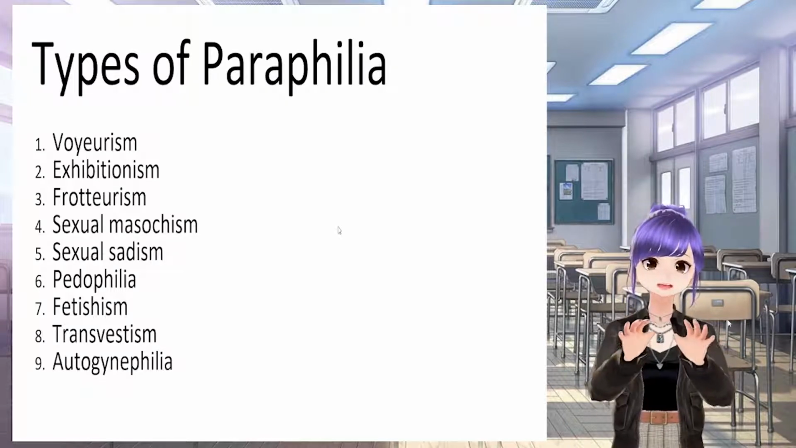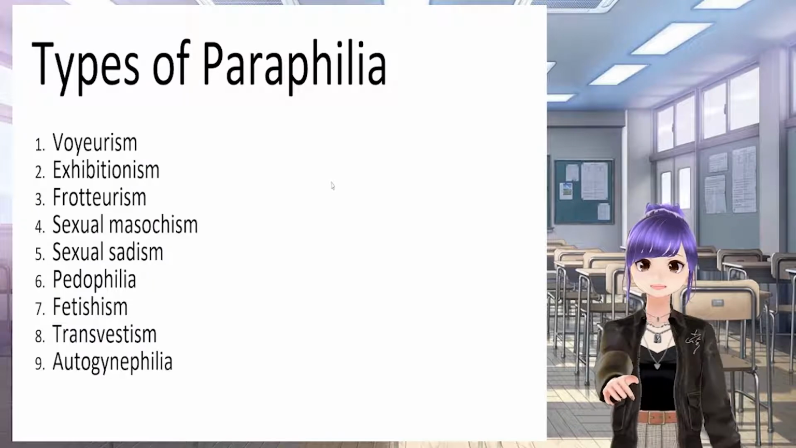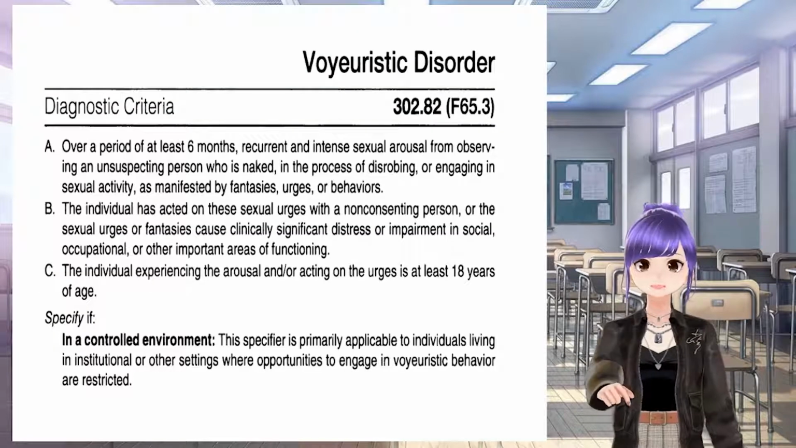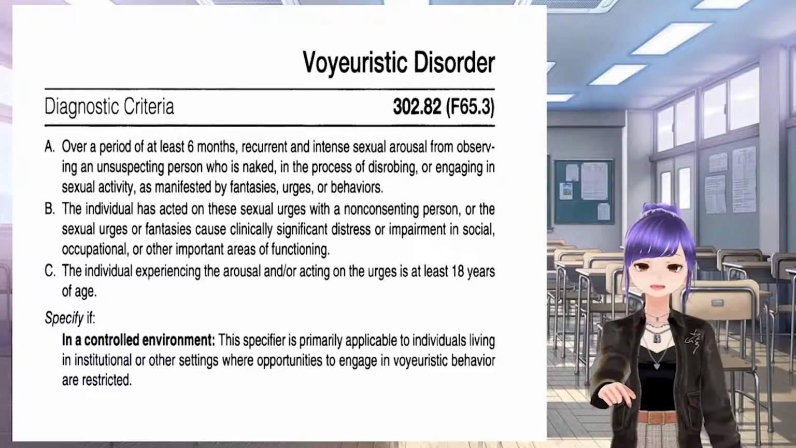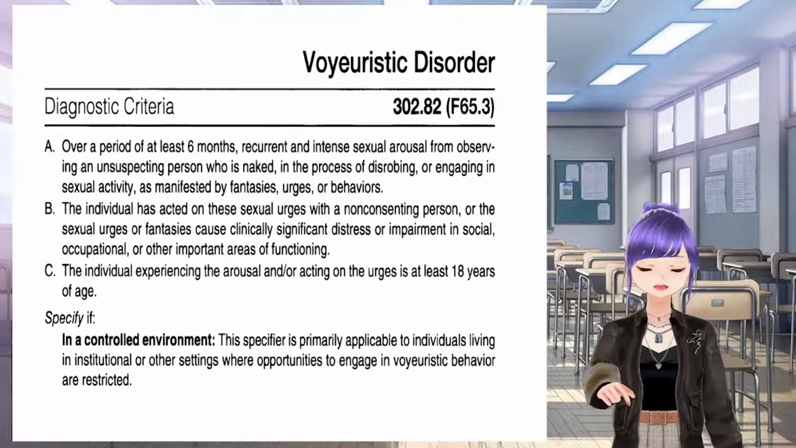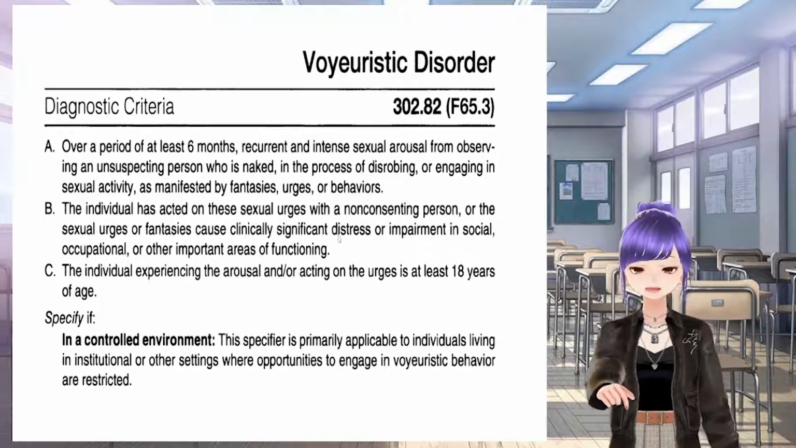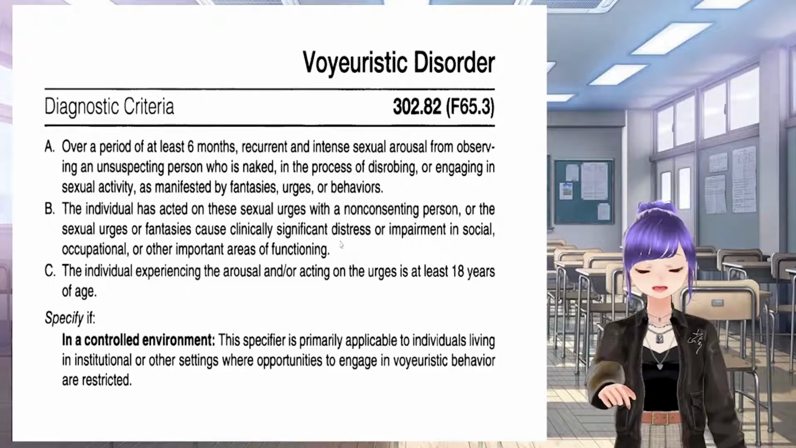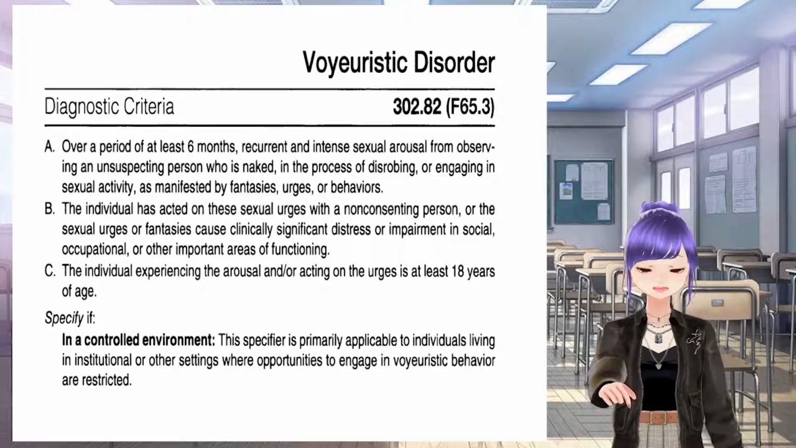So, let's now go on to the DSM diagnostic criteria for paraphilias. Okay? First is, of course, voyeuristic disorder. Letter A: over a period of at least 6 months, recurrent and intense sexual arousal from observing an unsuspecting person who is naked, in the process of disrobing, or engaging in sexual activity, as manifested by fantasies, urges, or behaviors. Letter B: the individual has acted on the sexual urges with a non-consenting person, or the sexual urges or fantasies cause clinically significant distress or impairment in social, occupational, or other important areas of functioning. And the individual experiencing the arousal and or acting on the urges is at least 18 years old.